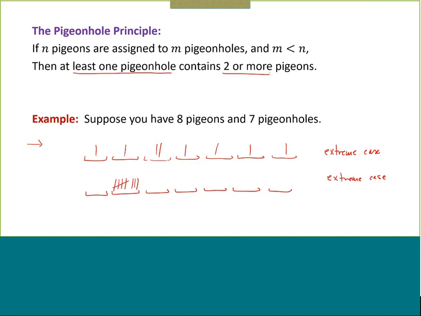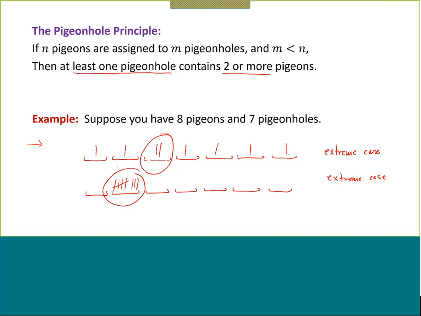Yeah, and the answer is yes. In the first one, there was only one pigeonhole that met that criteria, and they just barely met it. You had only two pigeons in exactly one pigeonhole. In the second one, we also had only one pigeonhole that had more than two pigeons. It had all the pigeons. It had way more than two pigeons. But again, there was just one pigeonhole that met the criteria.